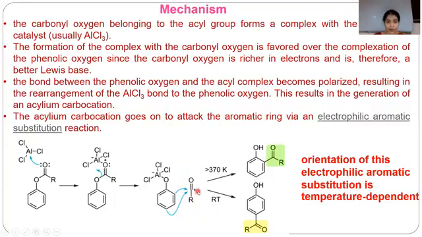Since the acylium is a carbocation, it will attack the electron-rich position, that is ortho or para. So the acylium carbocation goes on to attack the aromatic ring via an electrophilic aromatic substitution reaction, which generally takes place at the ortho and para positions.